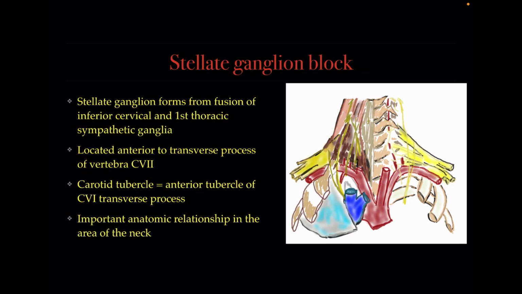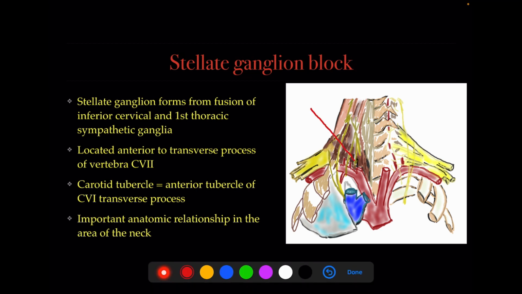Now moving to our next topic, that is on ciliate ganglion block. First, we have to understand its anatomy. Then we are going through its importance and so on. First, we have to identify where the ciliate ganglion is present. It is present here. And another important structure that you have to know is the carotid tubercle. It is present here.